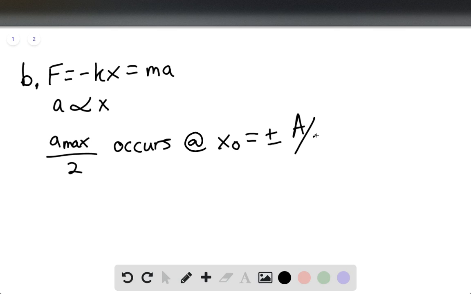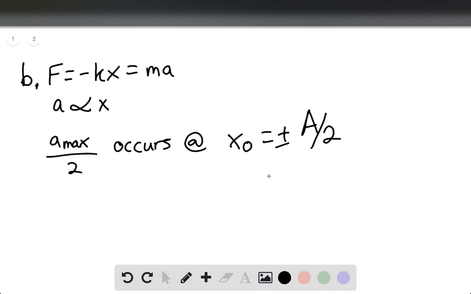a over, rather we can say a max occurs at x naught equaling plus or minus a over 2. So essentially, because the acceleration is proportional to displacement, albeit in the opposite direction, the acceleration will have half of its maximum value when the stretched distance is at half of its maximum displacement.